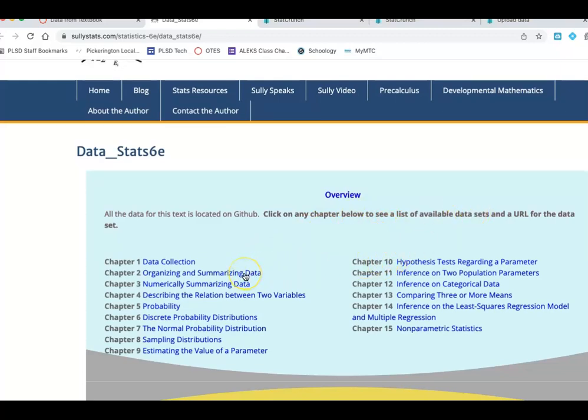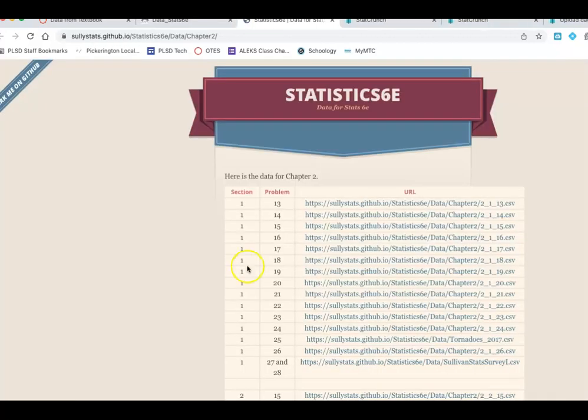So right now we're in chapter 2 because we're in section 2.1. And here are all the links that we would need. But again, for some reason, they have this page blocked for you. So I'm going to copy and paste all these links.